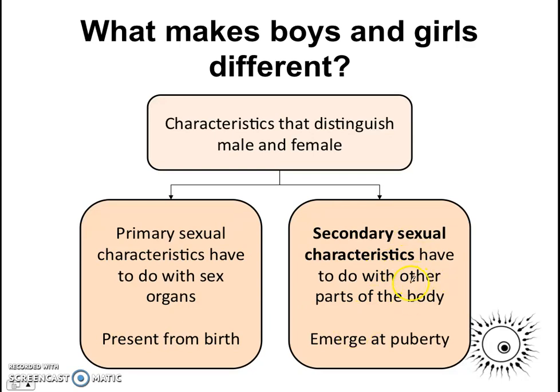Secondary sexual characteristics have to do with other parts of the body and usually emerge during puberty. So for example, the voice of a boy deepening, that's nothing to do with sexual organs, and it only emerges at puberty. Another example would be enlargement of the breasts in females. Alright, so it's handy to know that difference.